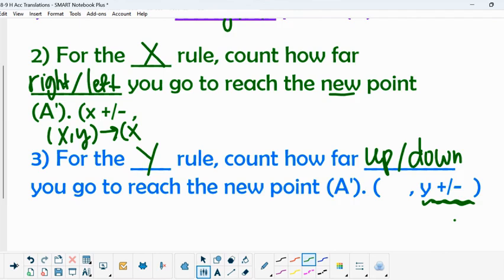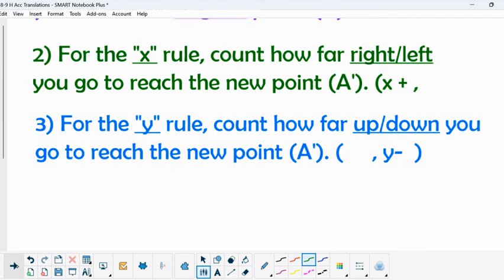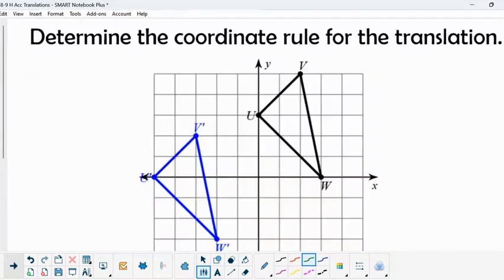So let's try it. Here we've got two images. A translation was done. Which one's the original? The black or the blue? Black. How do you know? No primes. Okay, so let's just pick a point. Let's just all pick B. Will you box out B? And then let's box out its matching B prime.